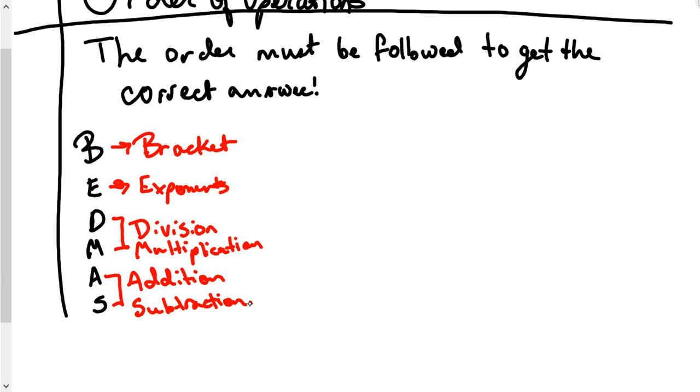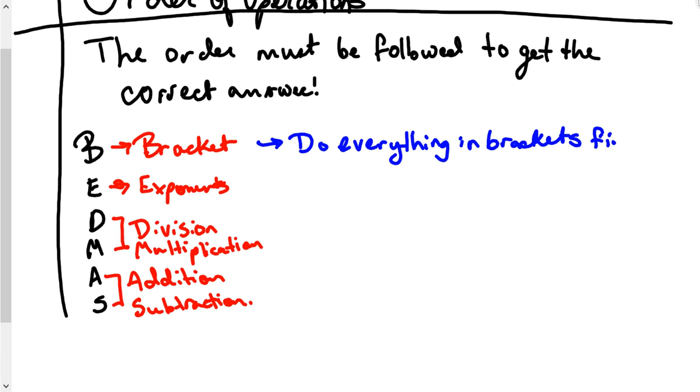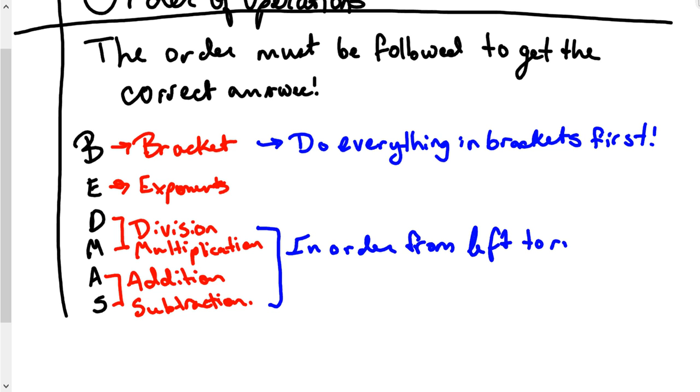The bracket stuff is kind of important in the fact that you do everything in here first. In brackets first. And then down here we have the special section, and this is in order from left to right. And this is mainly important when you have a bunch of multiplication happening at the same time.